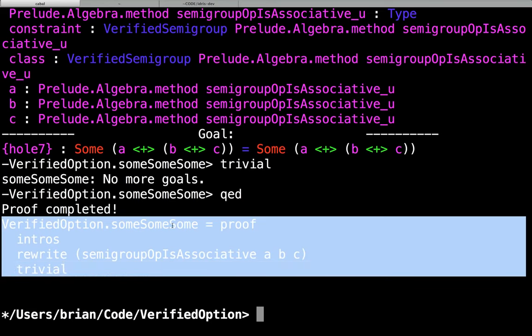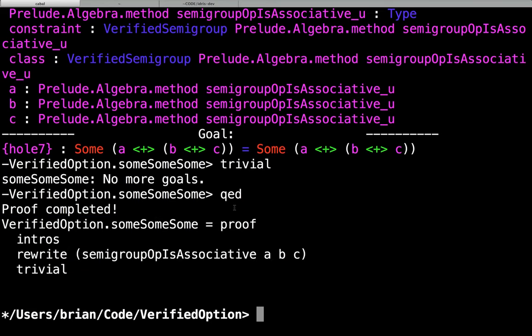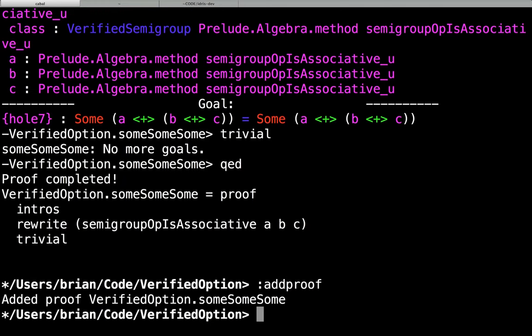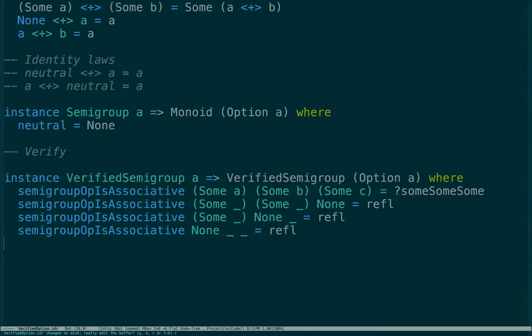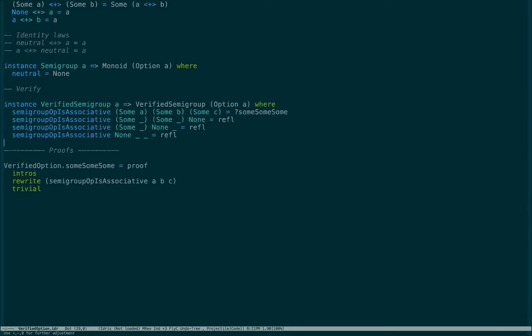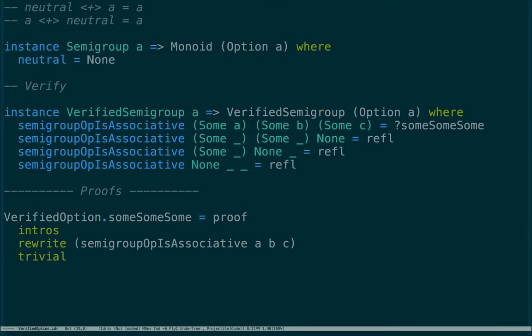something that we can just copy and paste into our source file. I'm going to get Idris to do that for us because I'm a bit lazy. So now Idris has added that to the bottom of the file here. And it's qualified it with the module name. I'm just going to delete that because I don't like that there. And that makes it a little bit easier.